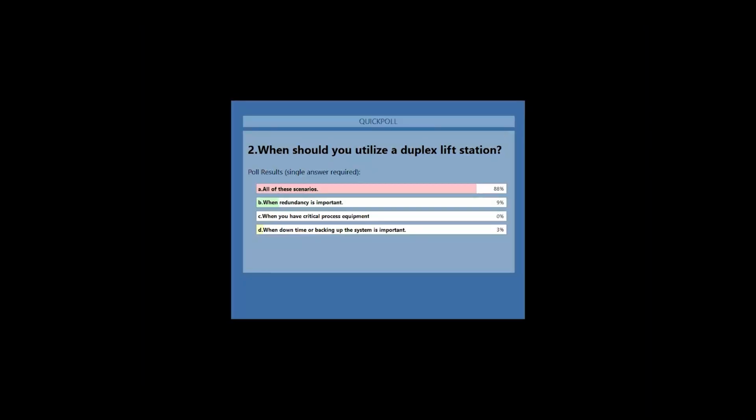All right. So when should you utilize a duplex lift station? When redundancy is important, when you have a critical process, when downtime or backing up a system is important, and obviously it's all of these different reasons. As I said before, 80% of lift stations will be done duplex. The only reason to go with simplex isn't necessarily even cost. It's more of a practicality. It's a very small design, only servicing something very simple. Otherwise, having that level of redundancy is very important as part of a critical structure.